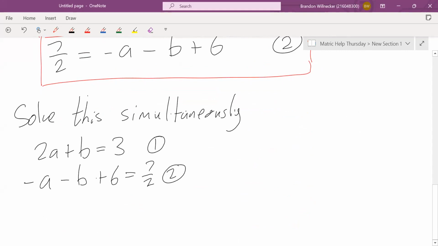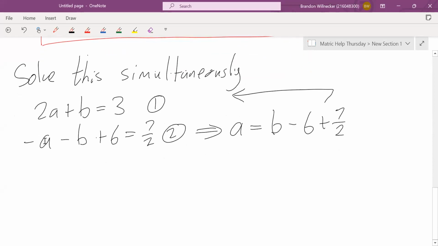Okay, so we need to substitute one into the other, and then we can solve. So let's take equation 2 and solve for a. So we're going to have a is equal to b minus 6 plus 7/2. Okay, we're going to take this and sub it into equation 1.